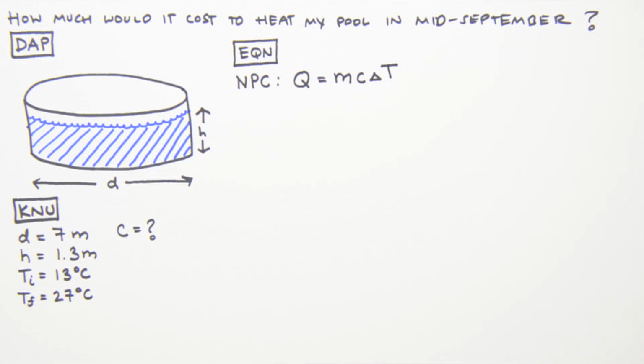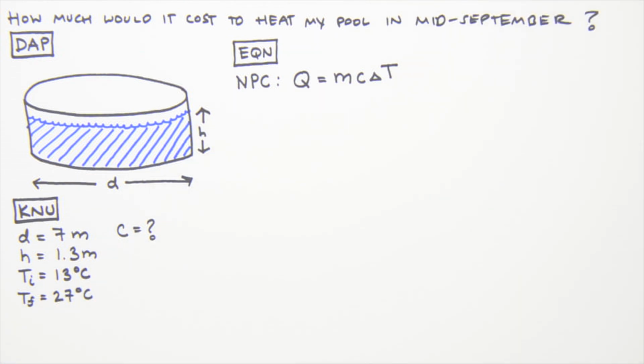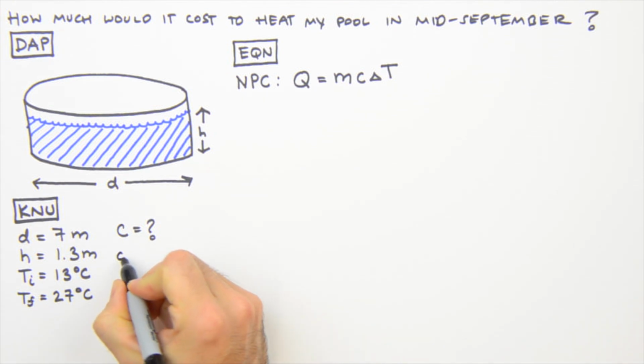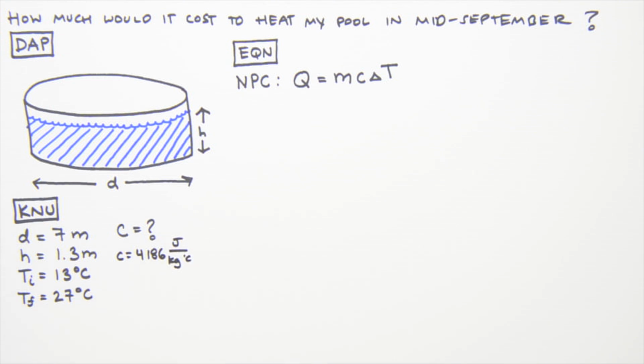Now, if we were attempting one last swim in, say, December, when the water would start out frozen, then we'd have a phase change, and our equation would require two additional terms, one to account for the energy required to melt the ice, and another to account for the energy required to bring the ice's temperature up to the melting point. Okay, back to September. We need a value for specific heat, which is kind of like a substance-specific thermal inertia. Water, as it turns out, has an incredibly high specific heat, 4,186 joules per kilogram degree Celsius, which means that it can absorb huge quantities of energy relative to its temperature change.